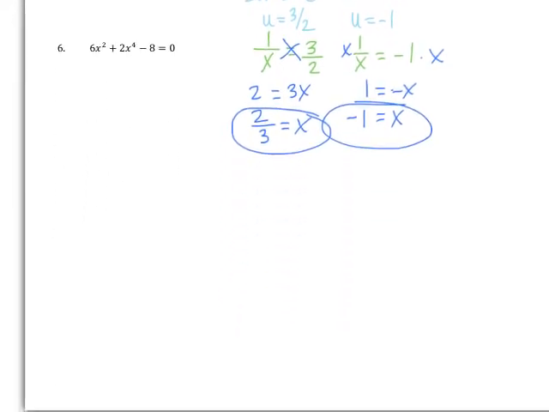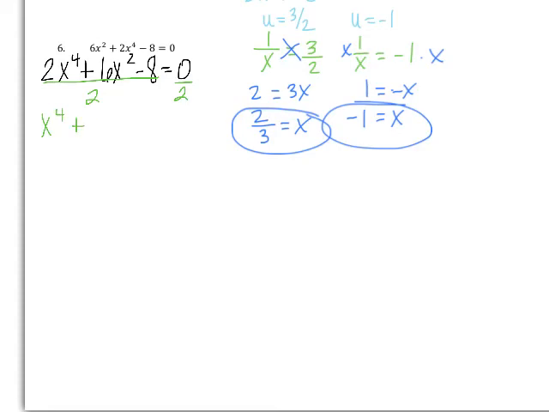Alright, let's look down here at number 6. So this says 6x squared plus 2x to the 4th minus 8 equals 0. The first thing that I want to do on this problem is get it into standard form. I want to write it in descending order. 2x to the 4th plus 6x squared minus 8 equals 0. The next thing I notice is that all three of these terms have a common factor of 2. And since I'm solving this equation, that means I can go ahead and get rid of it.